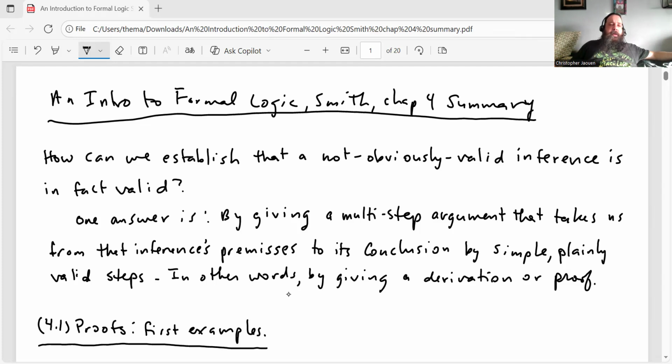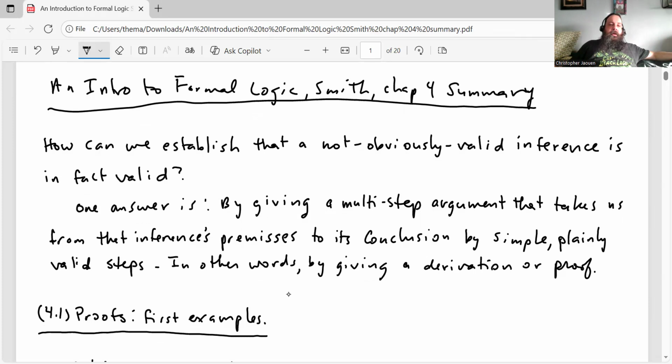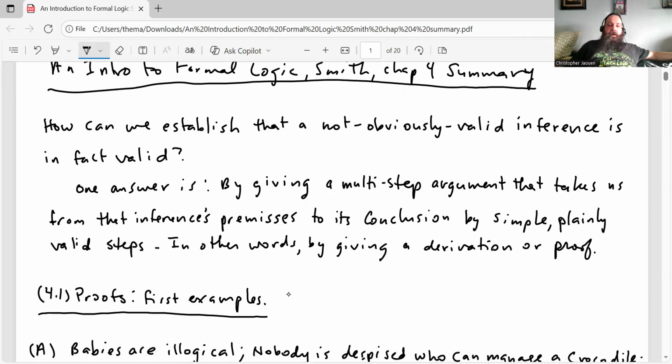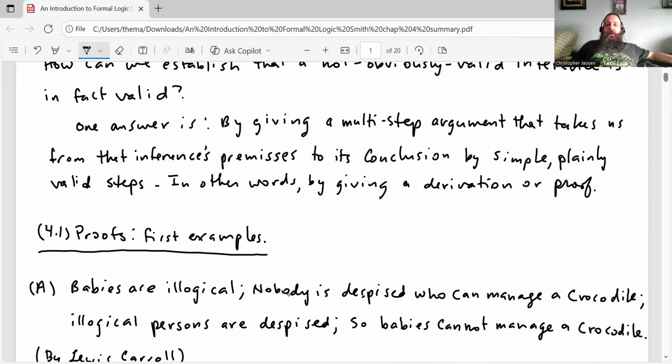Here's my summary for the chapter. Like I said, this chapter's on proofs. How can we establish that a not obviously valid inference is in fact valid? One answer is by giving a multi-step argument that takes us from the inference's premises to its conclusion by simple, plainly valid steps. In other words, by giving a derivation or a proof.